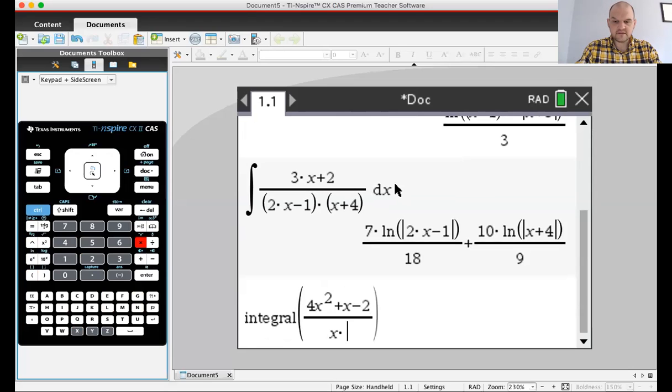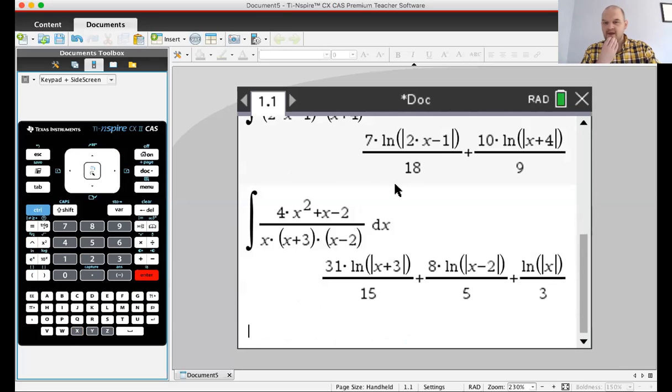x times x plus 3, x minus 2, comma x. 31 over 15 goes with x plus 3. 8 over 5 is going with x minus 2. 1/3 is going with that. We got it. All right, let's go back. Let's do the last one.